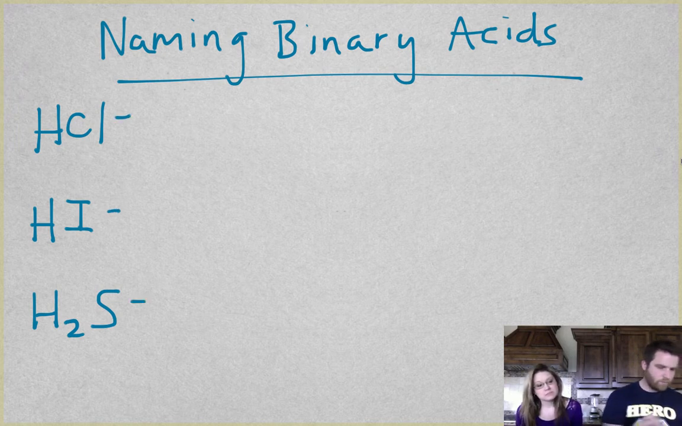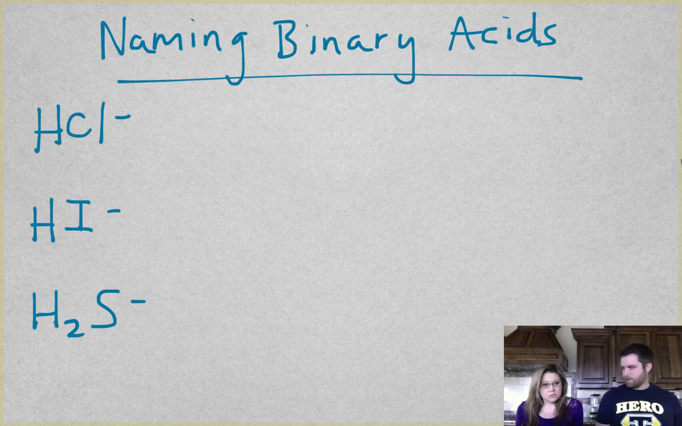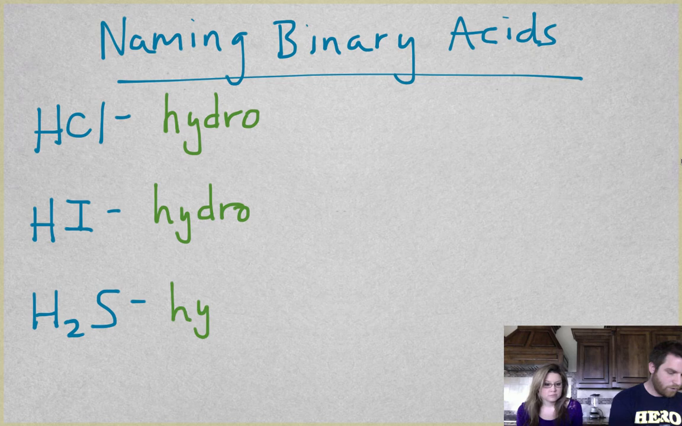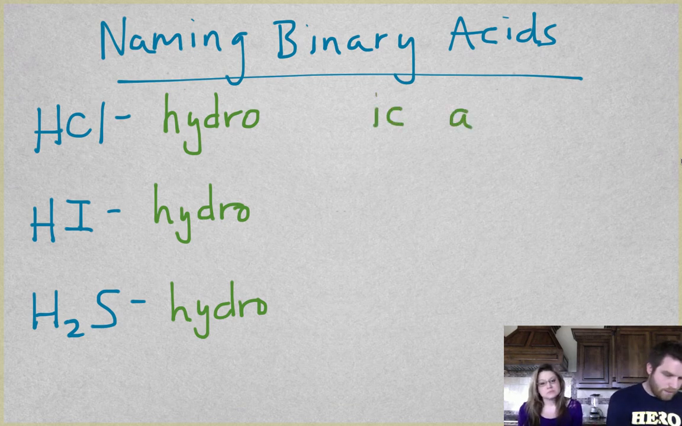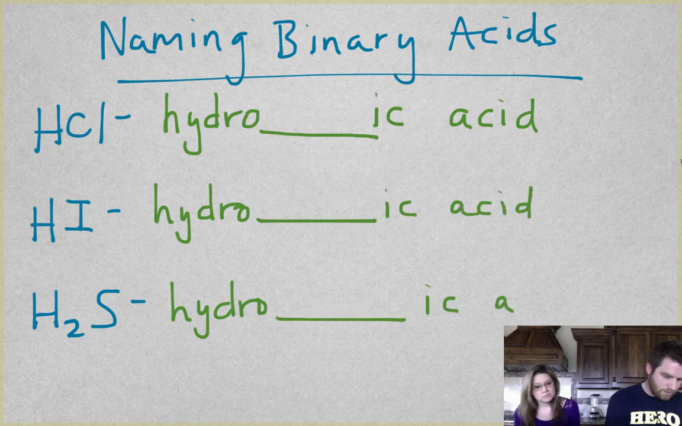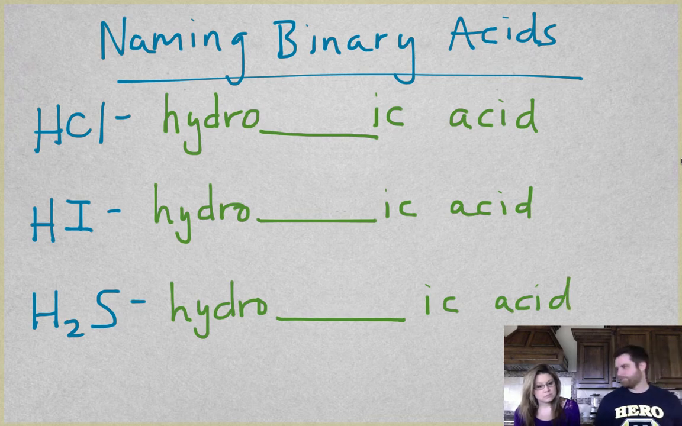So what are some rules that we have to follow when we're naming binary acids? Rules are we always start with hydro, so hydro is always the first word. I'm just going to write that on each one of them because it's going to be the first portion of all of them. And we always end with -ic, ic acid. So I'm going to leave space here for the ic acid.